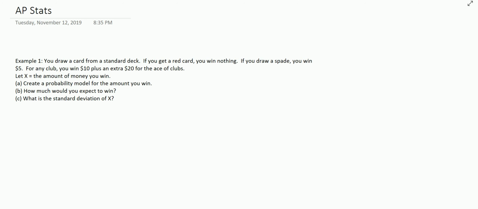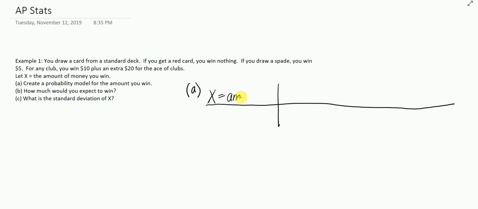The reason why I call this create your own is because you quite literally usually have to create your own probability model here. So for part A, we have a few different things that can happen, and X is the amount of money that you win. We're going to start with creating a probability table or probability model for the amount that you win. So I'm going to put X equals amount of money, and probability on the bottom. All right, and we are certainly going to be using our calculators here.